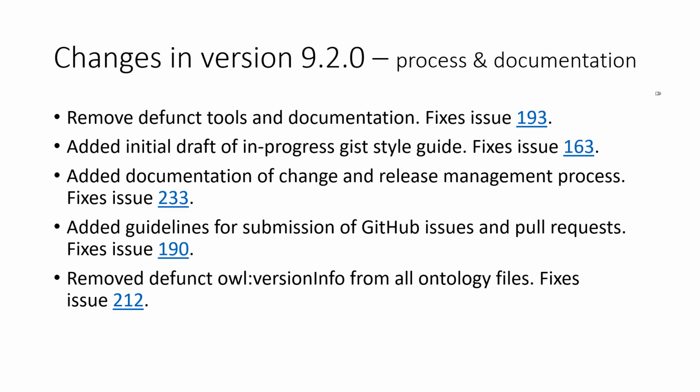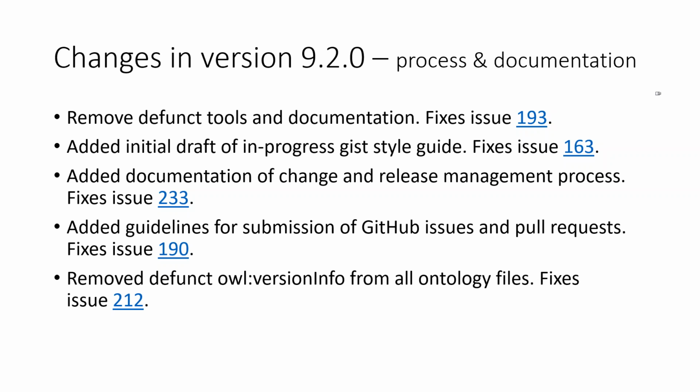We have begun to develop a better style guide, things like how to organize the camel cases for classes and for properties and so on, and the approach that we're taking to abbreviations and other things like that. So you can find out about that again in the documentation. We're also making the change and release management much more formal, better documented. The guidelines for submission of issues and pull requests are also documented.